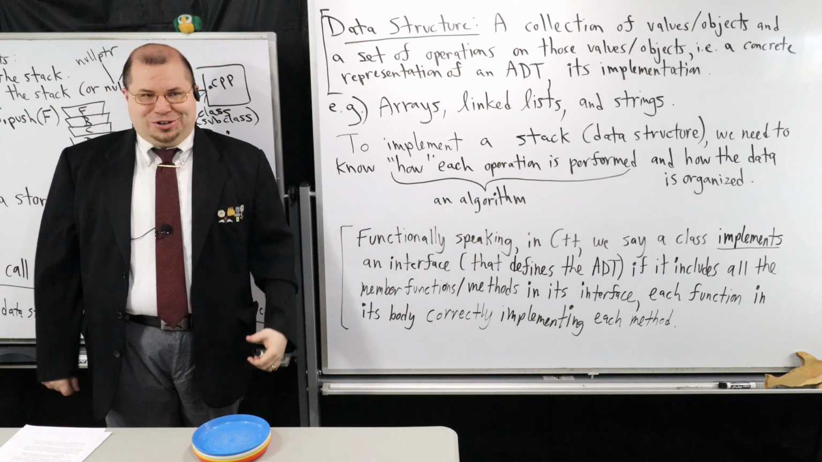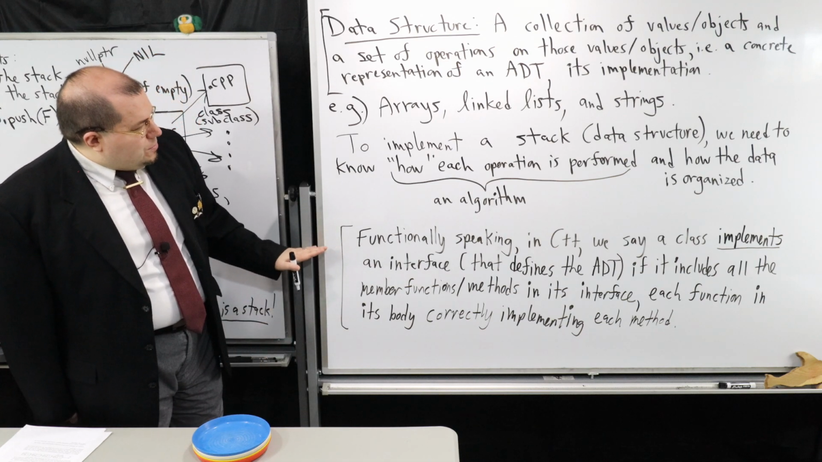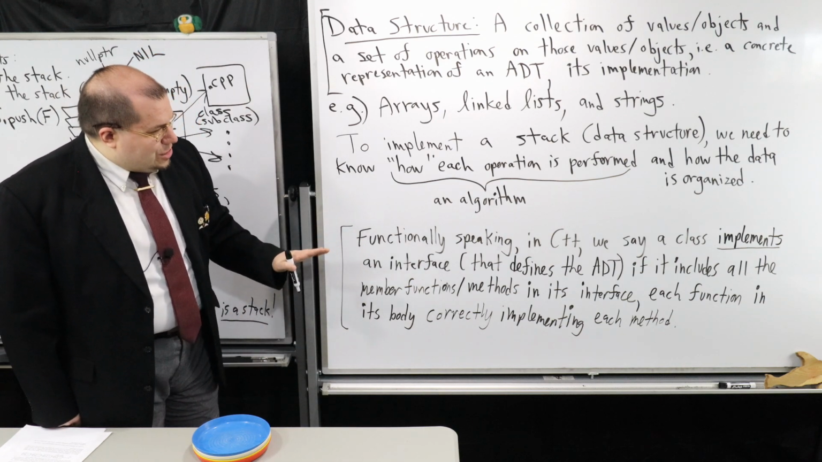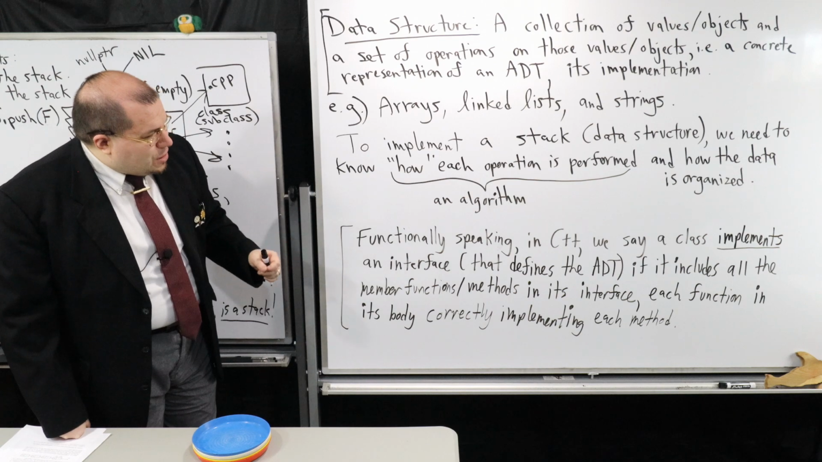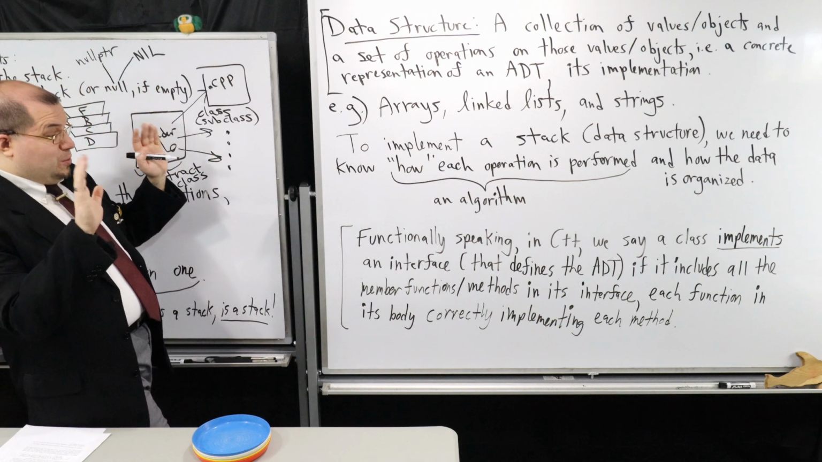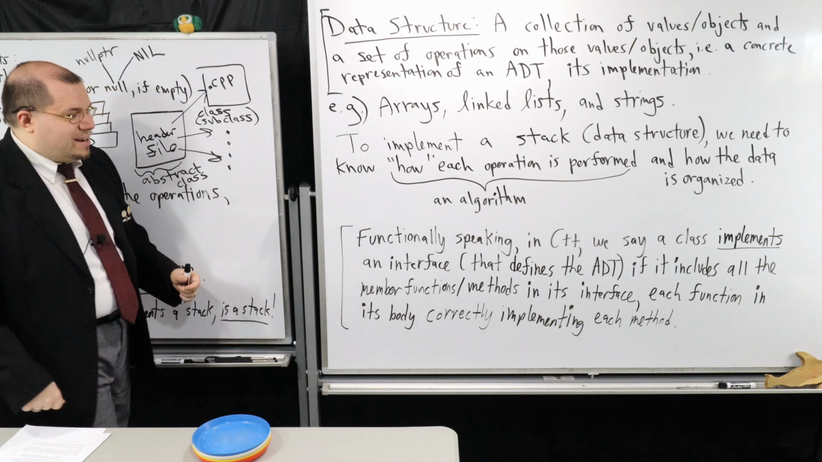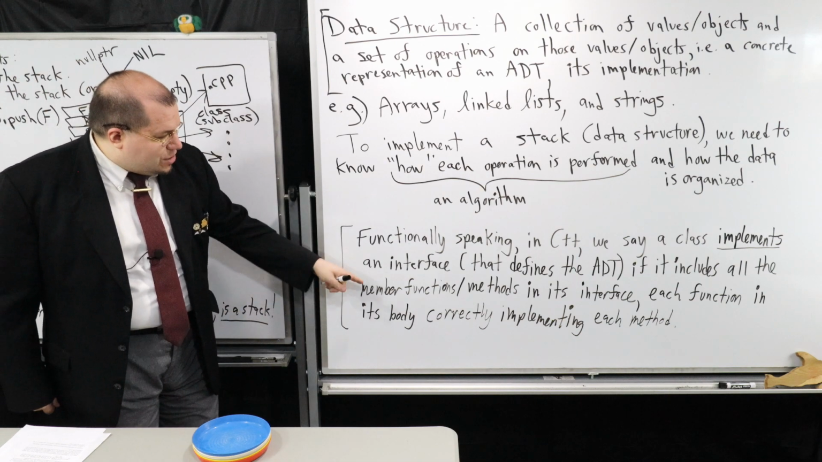So these two things, addressing these two things, is going to be key to actually having a stack data structure. I want to remind you of what I mentioned earlier: functionally speaking, in C++, we say a class implements an interface that defines the ADT if it includes all the member functions or methods.